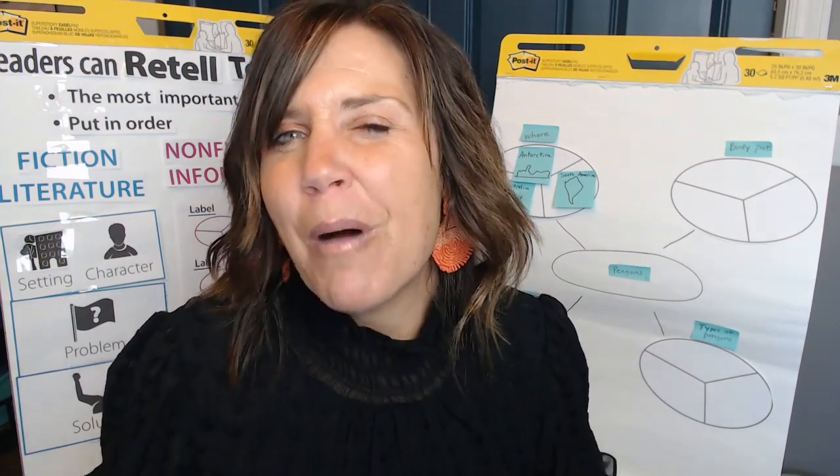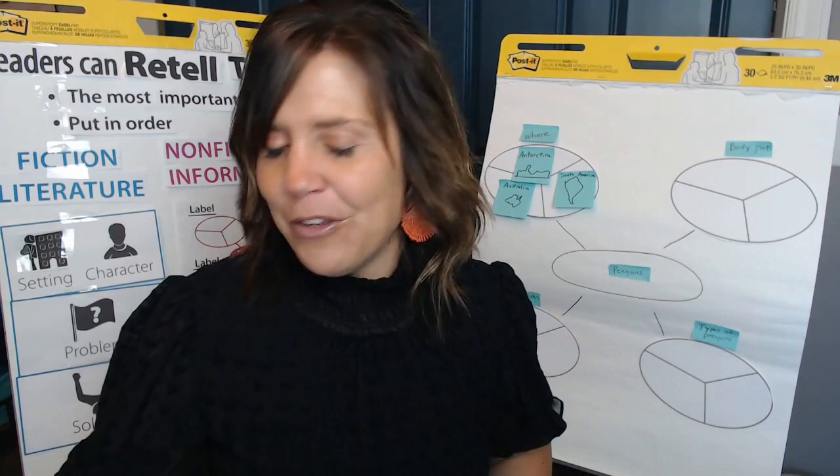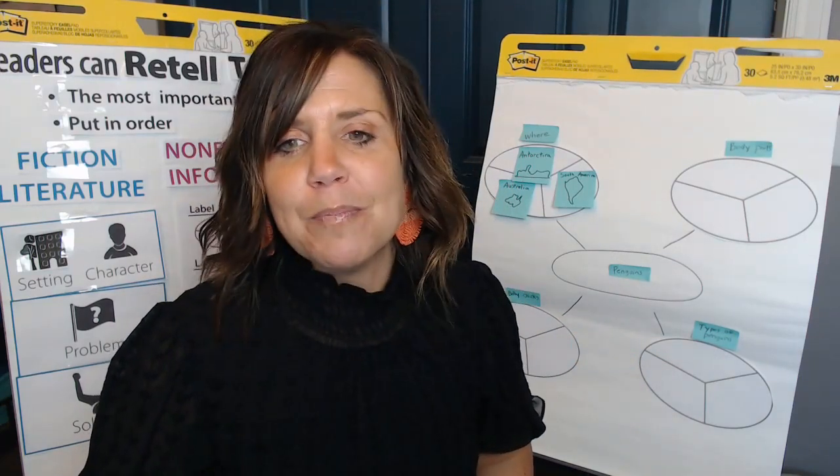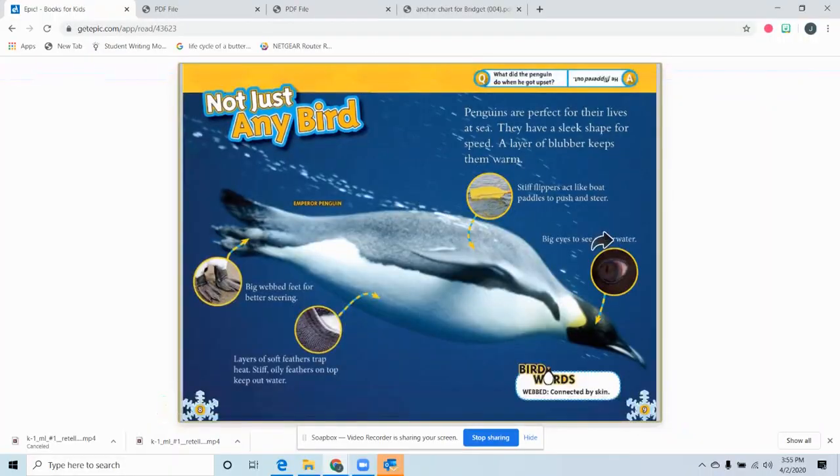Now I'm gonna model on one more page, and then I'll have you help me. So the next section was about his body parts, and so I'm going to turn the page here just so you can remember what this page was about. I talked about his flippers and his big eyes and his feathers and his webbed feet and his blubber to keep him warm. So let me think about it.